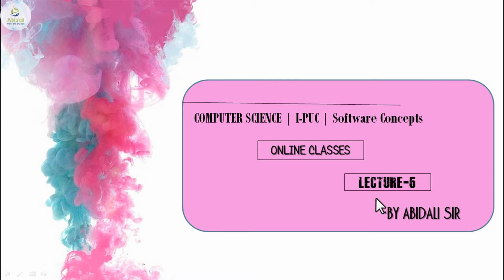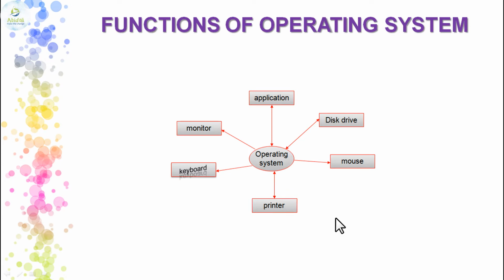Lecture number 5 will be exploring the functionalities of the operating system. An operating system is an interface, as we discussed in the last class, which acts like an intermediator between the user and the computer system. Operating system functionality includes managing every task or everything which is connected to the computer.